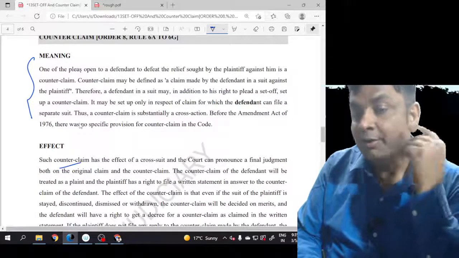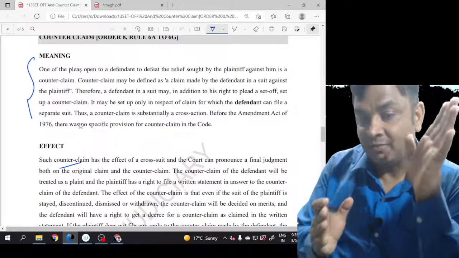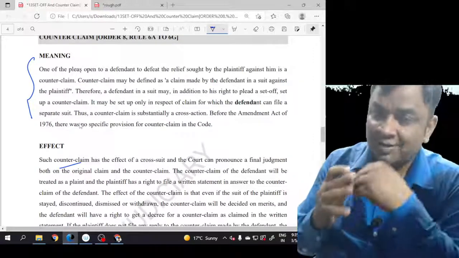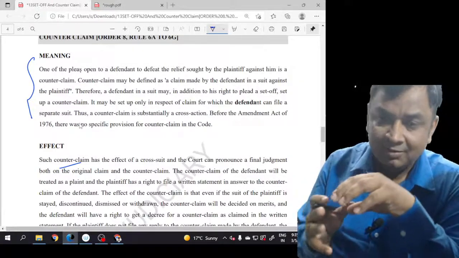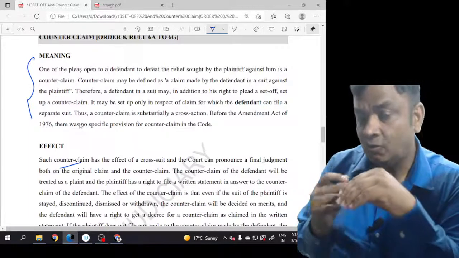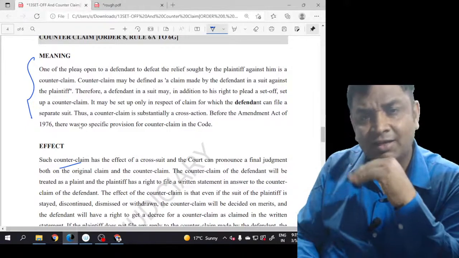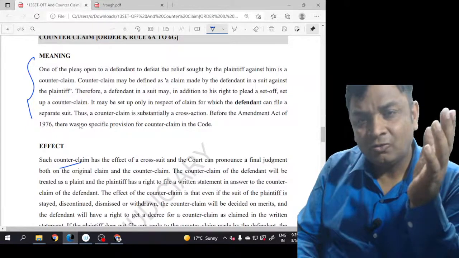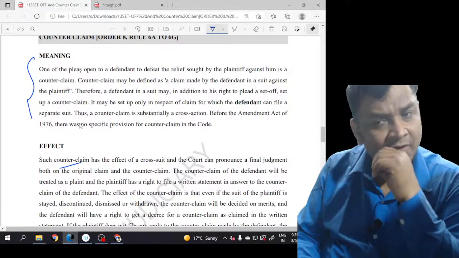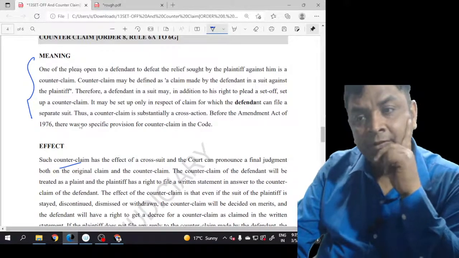What is the effect? It is not mandatory for the court to accept the counterclaim. If the court thinks proper, it is acceptable, then court will accept. Otherwise, the court may reject that counterclaim. Otherwise, if you are claiming the set off, then it's mandatory for the court to accept the set off. But counterclaim, it's not very much mandatory.